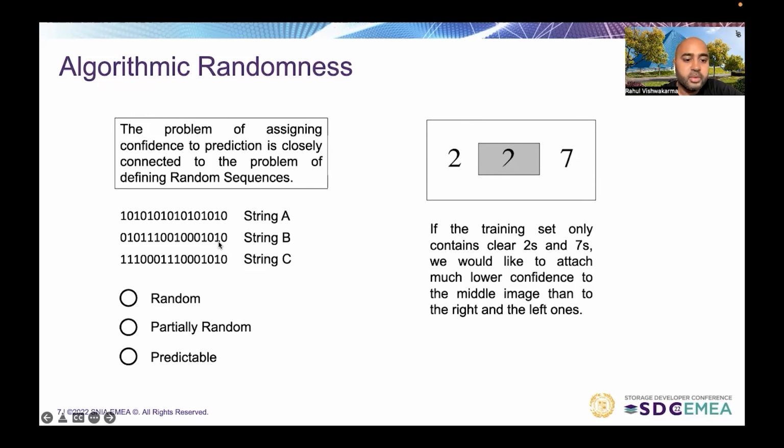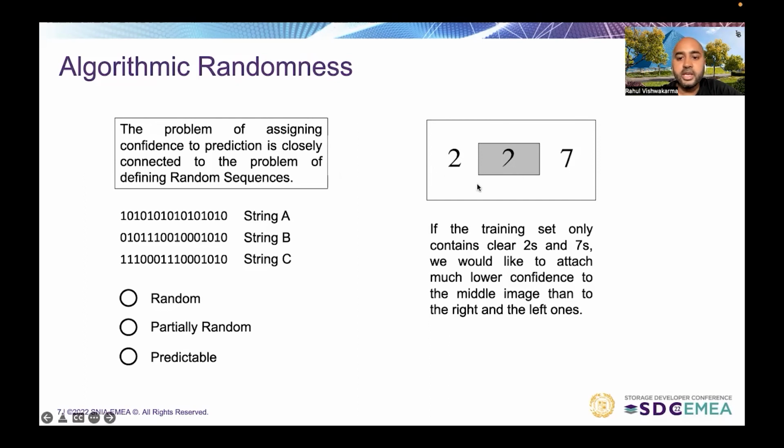So this is how we make the quantification of the predicted label, that is, what is the confidence of the prediction. And here we have a very classical example which states that suppose we have 2 and 7 in our data set. So for any prediction to be done on a new input data, we can clearly say it is 2 or 7.